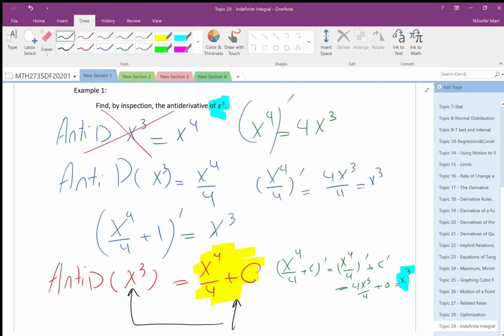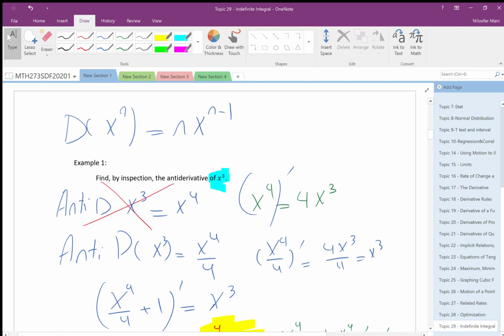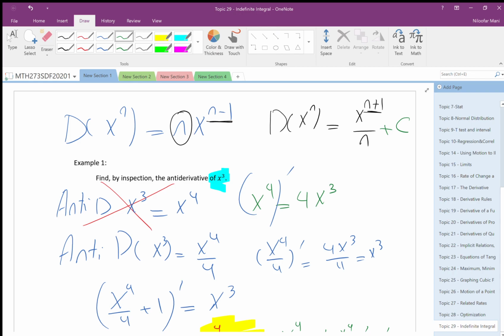So here I would say n times, here I have to say divided by n. Here I reduce 1, here I have to add 1. And at the end I have to do plus c, because the derivative of c is 0, and in this case I can include all the answers. Therefore I have an infinite number of answers.